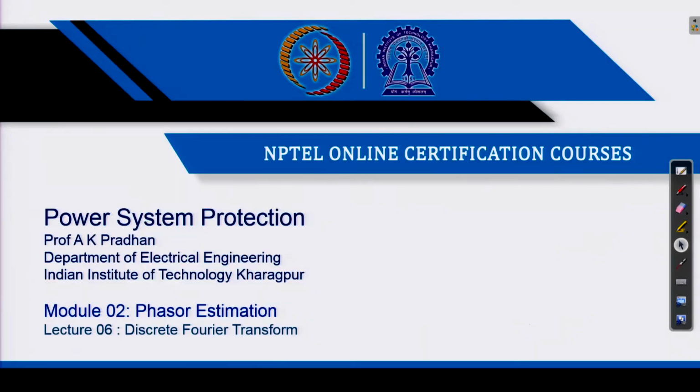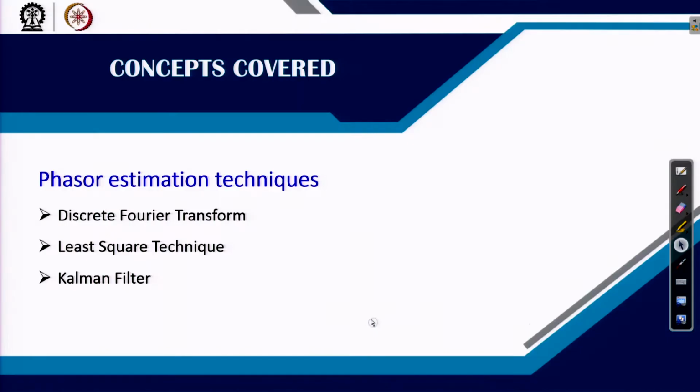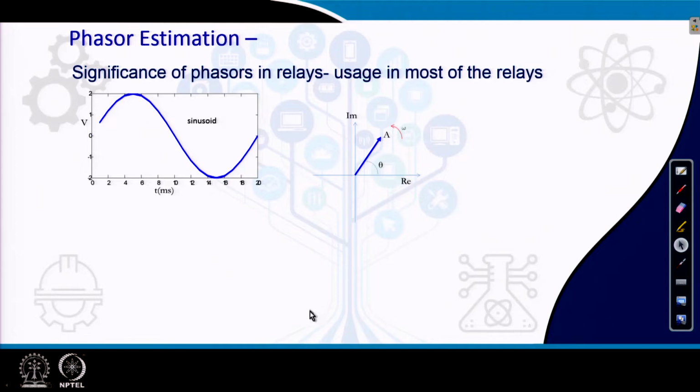Welcome to module 2, lecture number 6, on phasor estimation technique. We will continue with the discrete Fourier transform. In this lecture we will learn a phasor estimation technique, particularly the discrete Fourier transform. However, this module includes other phasor estimation techniques, including the least square technique and the Kalman filter technique, and this is an important topic from the numerical relaying algorithm perspective.